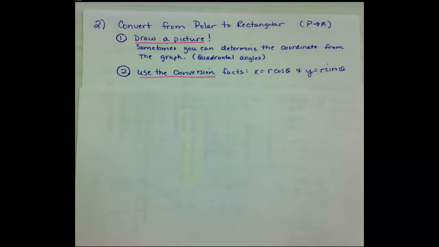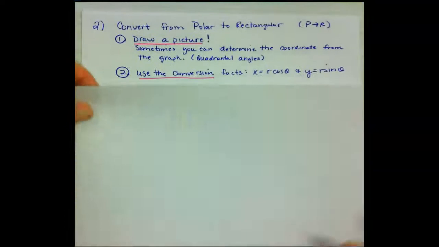Okay, so the process is kind of the same no matter which way you go. I want you to draw a picture. Sometimes if it's a quadrantal angle, you'll be able to convert it without needing any of those conversion facts because you're just going to know what it is. And then if you can't do it from just the graph, then you use the conversion facts. And so we're going to specifically be using x equals r cosine theta and y equals r sine theta.